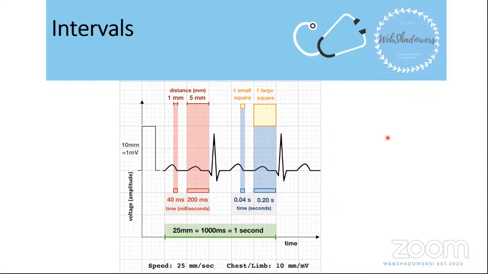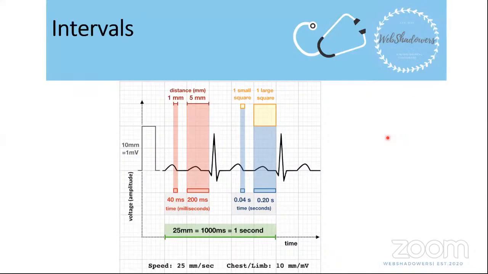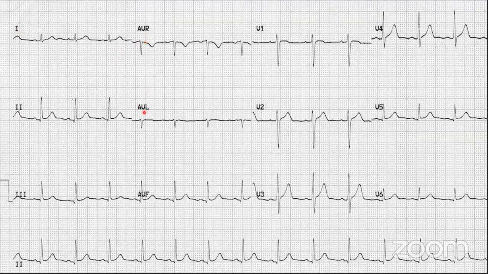So here's the question: do doctors usually place this many leads, or just choose a few locations? That's a good question. I didn't comment on the fact that a 12-lead EKG is a combination of those limb leads and precordial leads. A normal 12-lead should have lead 1, 2, 3, AVR, AVL, AVF, and then you'll also have your precordial leads V1 through V6. So this is a standard 12-lead EKG.